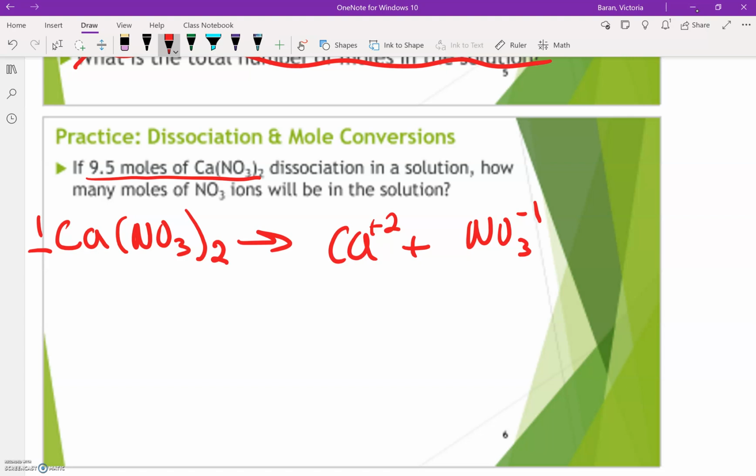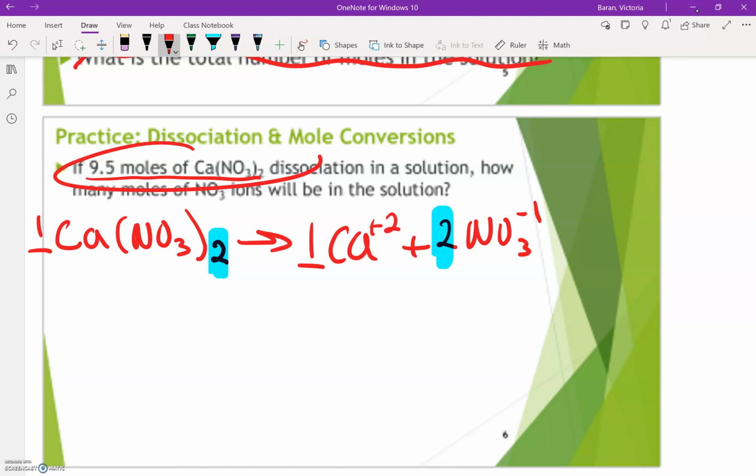Now we have to balance it. So there's 1 calcium here, 1 calcium here. Notice there are 2 nitrates on that side, so I do have to put the 2 in front of that. So this is my dissociation equation. I could put a 1 here too, I don't have to. So this equation is balanced. Those numbers in the front represent the number of moles. We can actually use this to do a mole-to-mole conversion, and we can set up our picket fence.